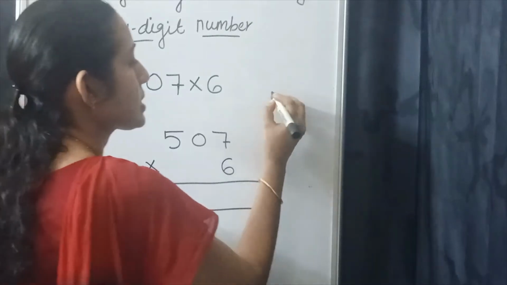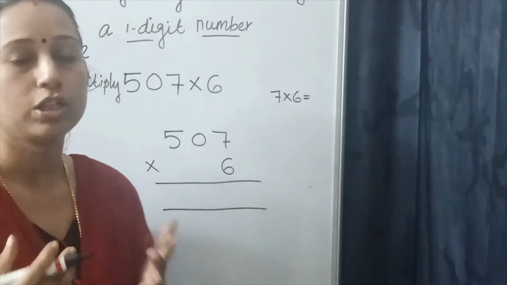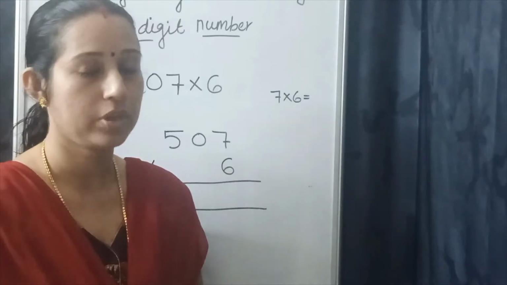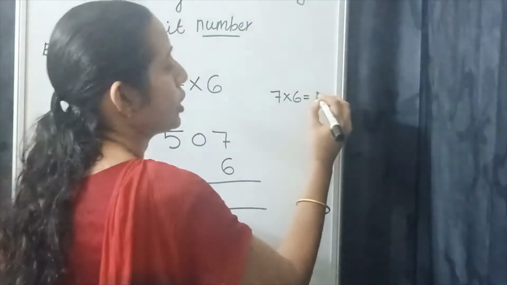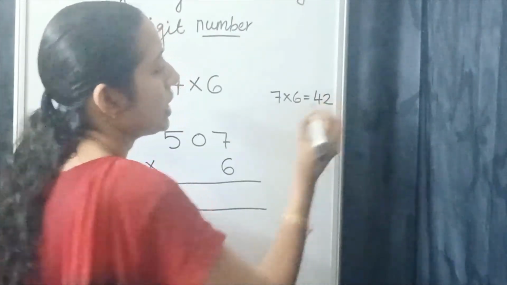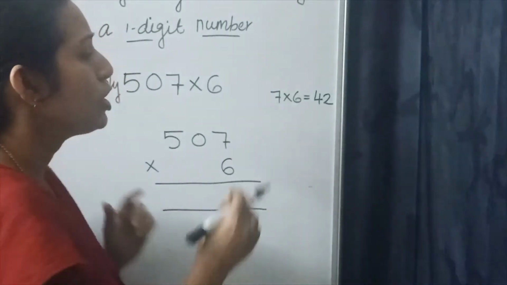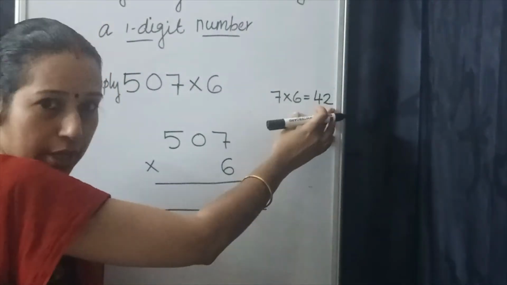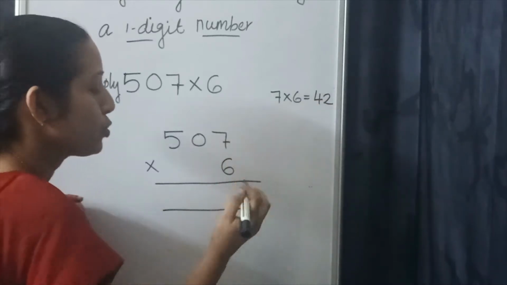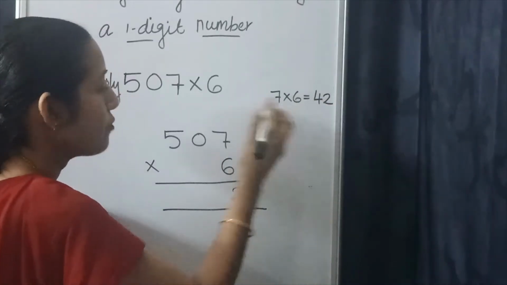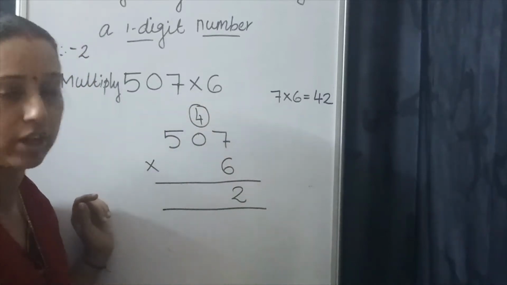So 7 sixes. Yes, recall the multiplication table of 6. 7 sixes are 42. Okay, if you study thoroughly, it will be very easy, no? So 42. The product is a 2-digit number, so we regroup, which means 2 we write here and 4 we forward to the next place as the carryover.